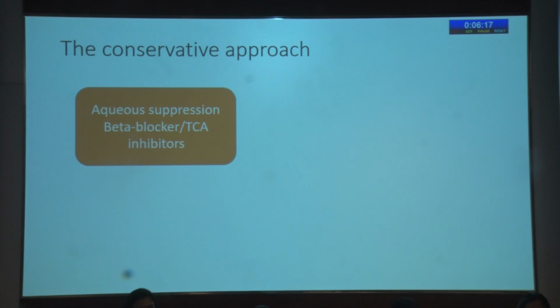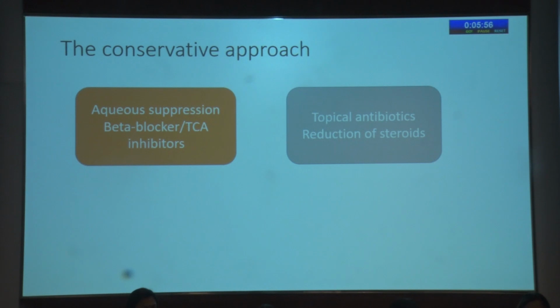So my conservative approach would be of 4. One is aqueous suppression. That is, if we have less amount of aqueous in the bleb, it is going to leak less. So it is being achieved either by adding a beta blocker or CA inhibitor. Secondly, a topical antibiotic. Usually a topical antibiotic is an irritant. So if we use something like a fluoroquinolone or a gentamicin, it is going to irritate the surface, and epithelialization is promoted, and reduction of steroids.